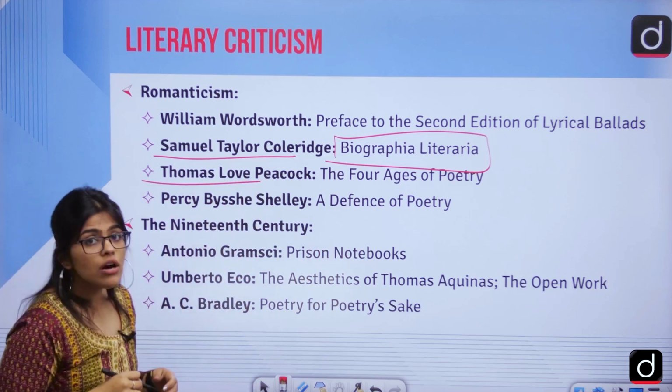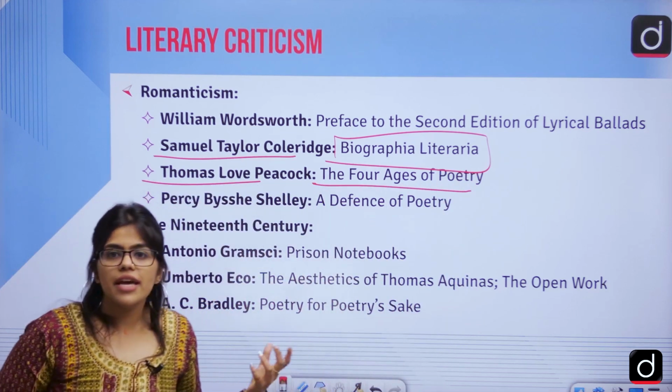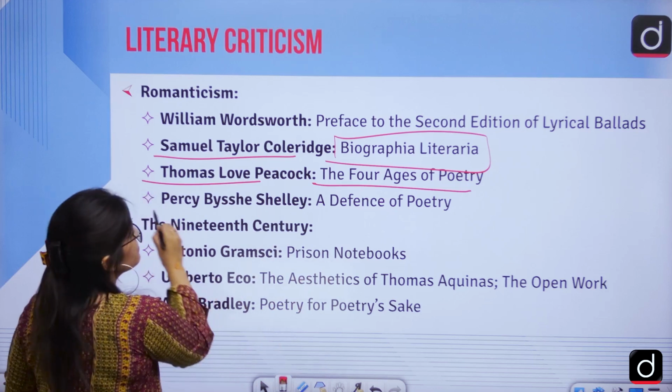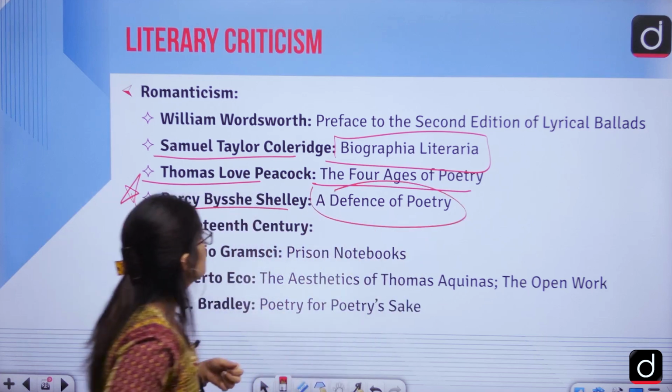Then Thomas Love Peacock, The Four Ages of Poetry. He talked about the brass age, the gold age, the iron age, and this is very important. Then comes P.B. Shelley, one text you again have to do in greater detail. That is A Defence of Poetry.